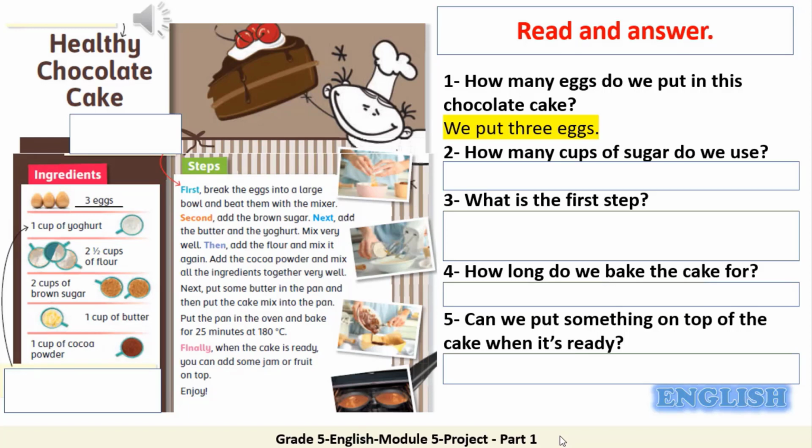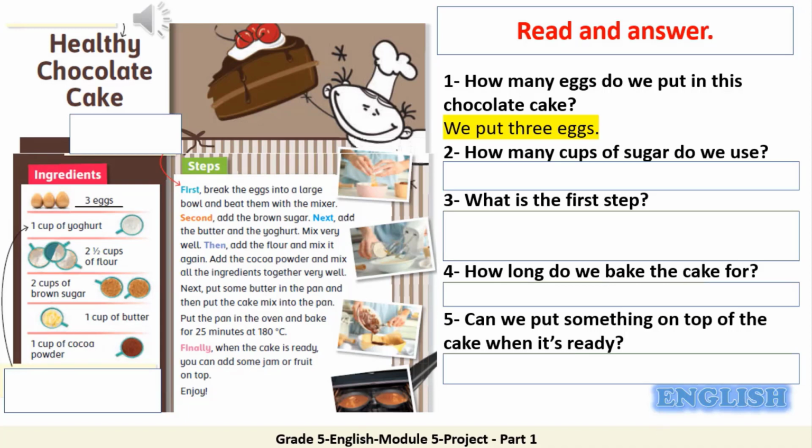Next, put some butter in the pan and then put the cake mix into the pan. Put the pan in the oven and bake for 25 minutes at 180 degrees Celsius. Finally, when the cake is ready, you can add some jam or fruit on top. Enjoy! Let's see the answers.